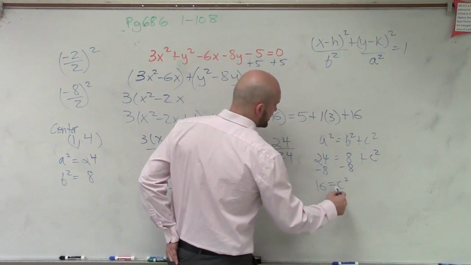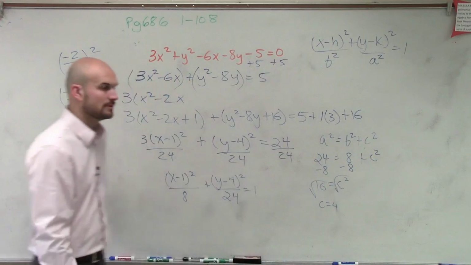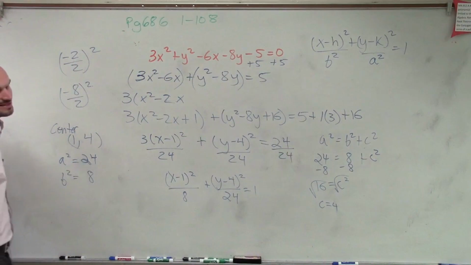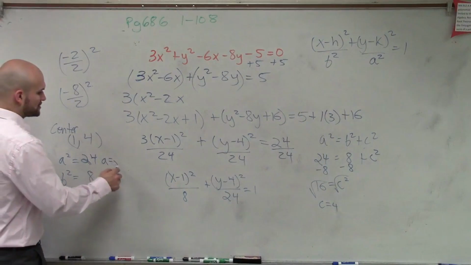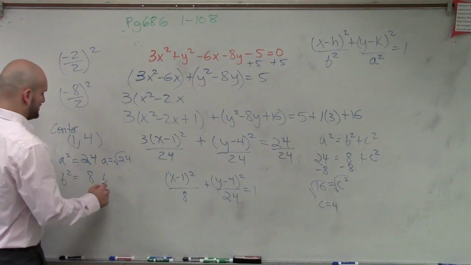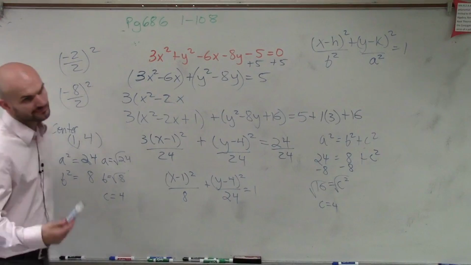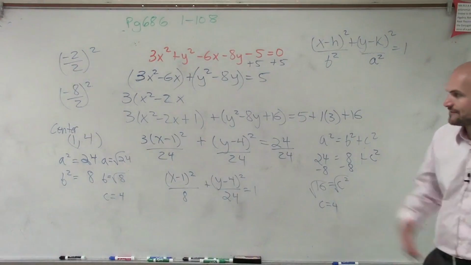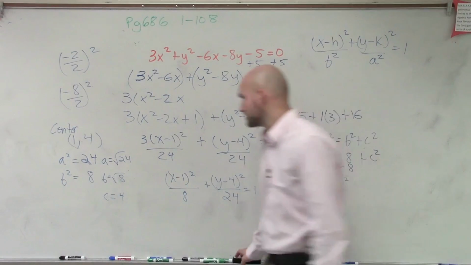16 equals c squared. Take the square root: c equals 4. OK? So a squared, this is going to be a decimal if we try to simplify that. So a equals the square root of 24, b equals the square root of 8, but c equals 4. So at least we know one even number. We're going to have to approximate for a and b as we graph it. But we'll go to work this.